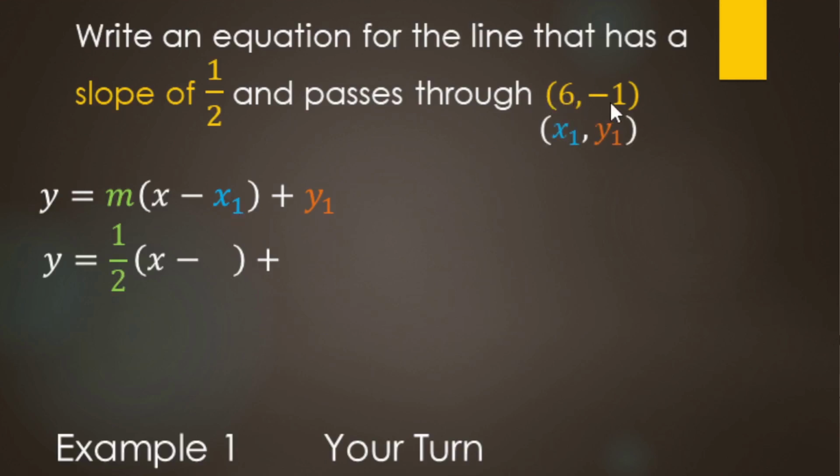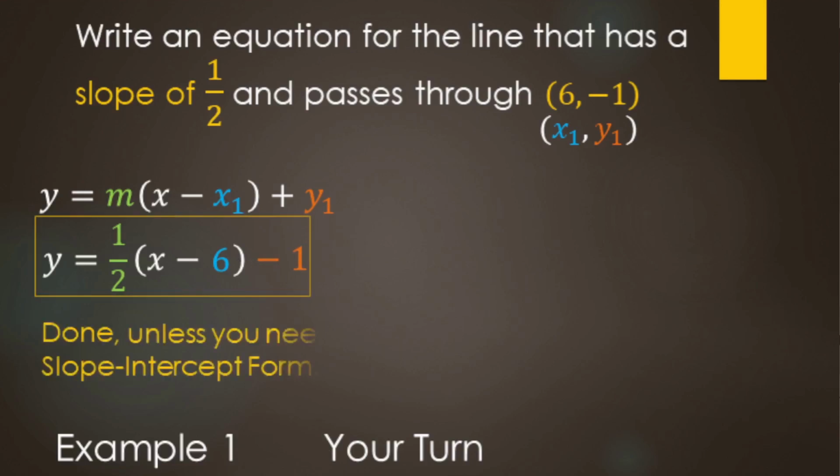There's our x1, there's our y1. So the x1 is going to be replaced with a 6, boom, there it is. And then the y1 is going to be replaced with a -1. Or in this case here, we're going to change it to a -1. And there, you're done. Again, unless you need this in slope-intercept form, make sure and read the instructions.